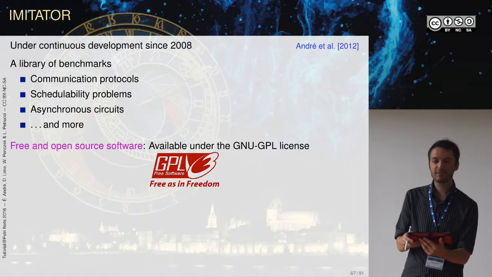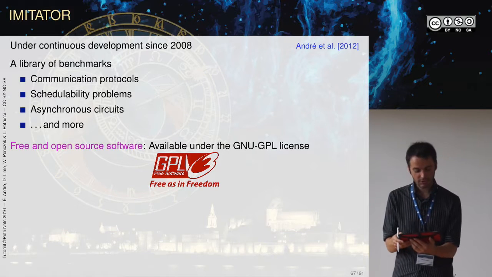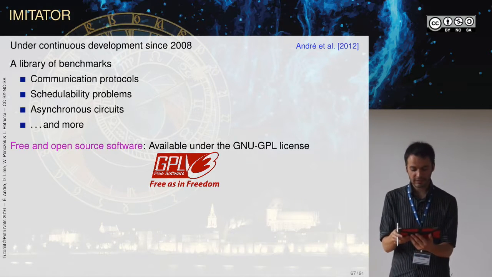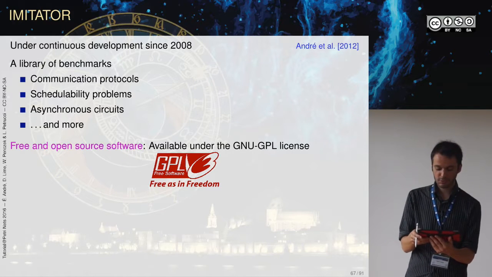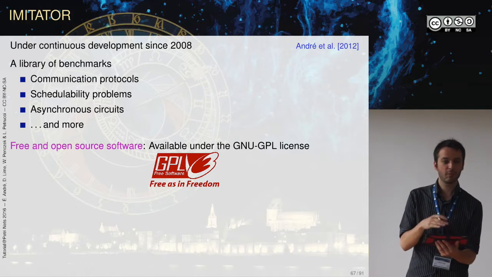So Imitator has been developed since 2008. We have a large library of benchmarks, and it is free and open source, released under the GNU GPL license, and it's also available on GitHub.